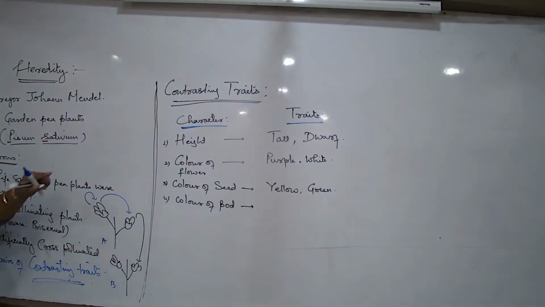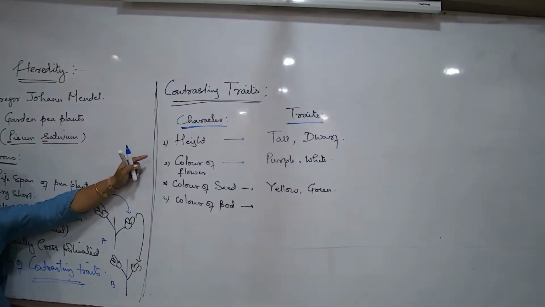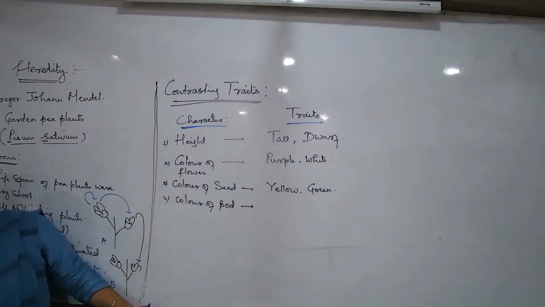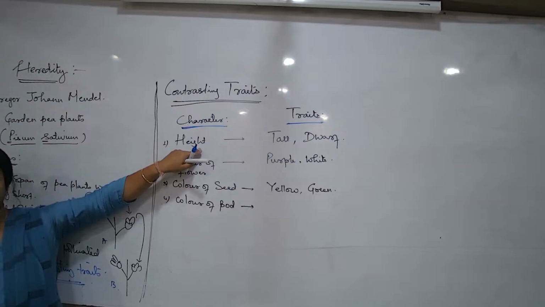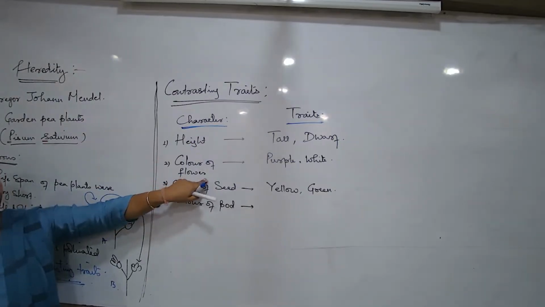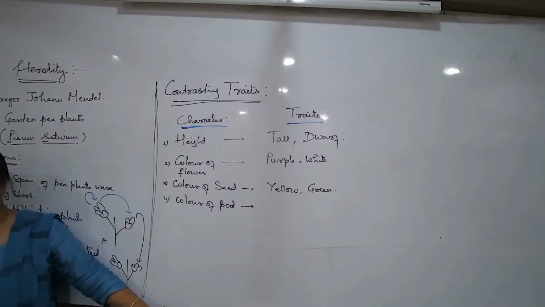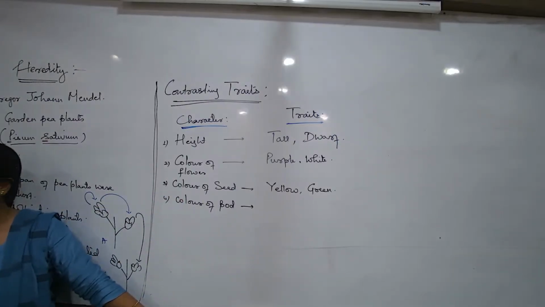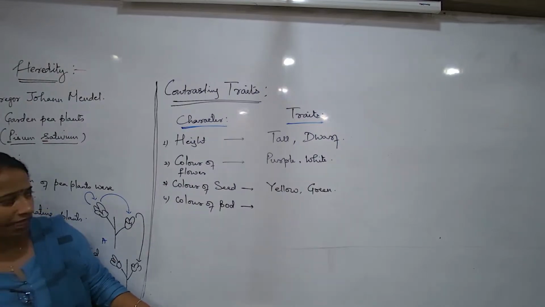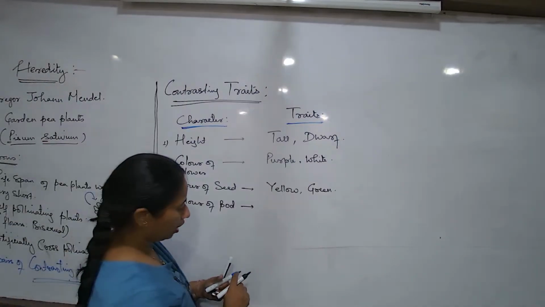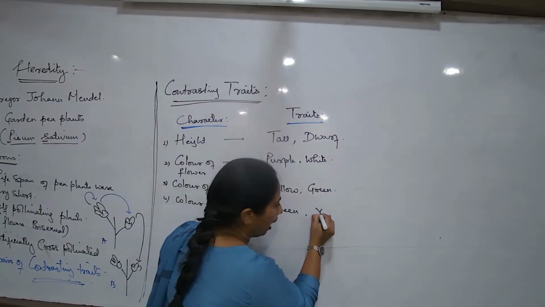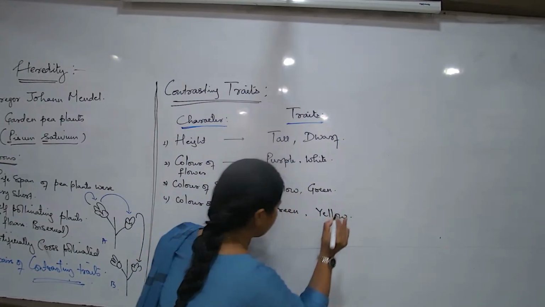Okay, let us go. Now when we are talking about this, the different type of character, how many I've written down already? Now look into all those characters. You should be able to remember. Height. What are the traits? Tall, dwarf. We'll have to write the letters also. Color of the flower. Color of the flower is purple. Contrasting is white. Color of the seed? Yellow and green. Color of the pod? Color of the pod is green, which is most common, and yellow sometimes.